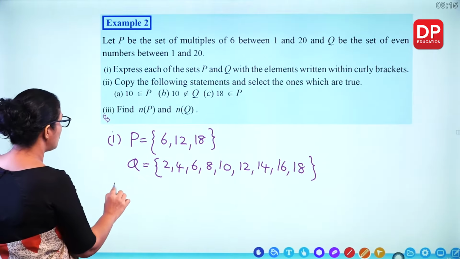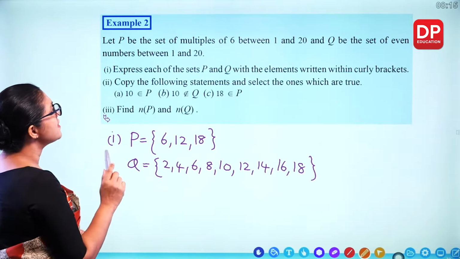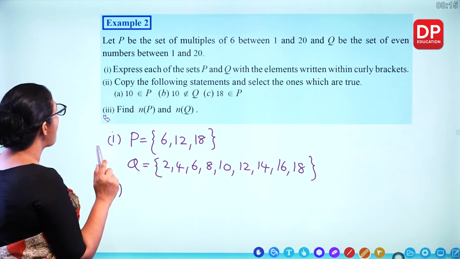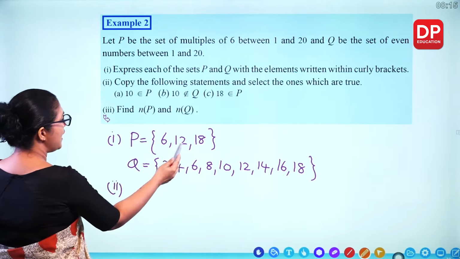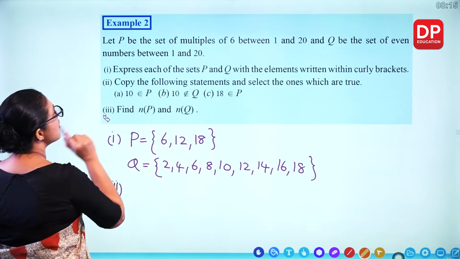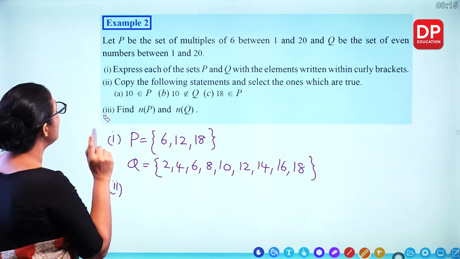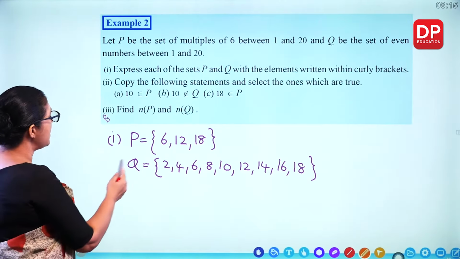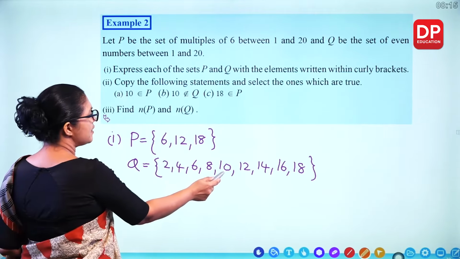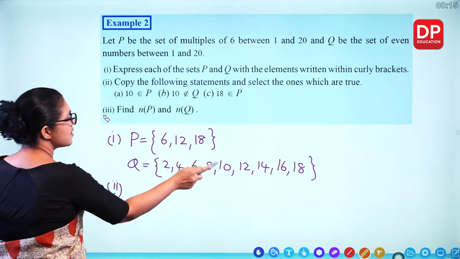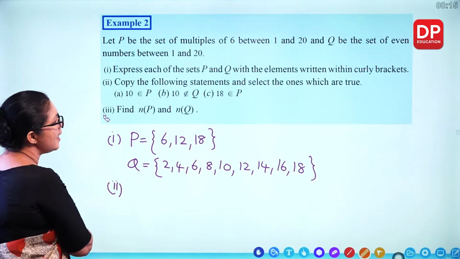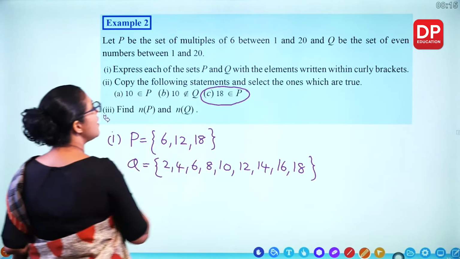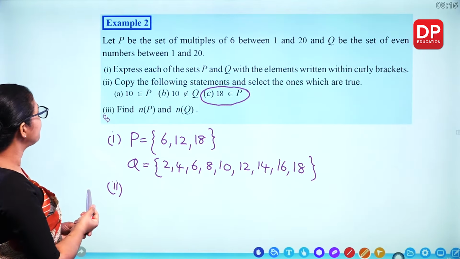And part 2 says copy the following statements and select the ones which are true. 10 is an element of P. That's wrong. So here only select which are true. 10 is not an element of Q. That's also wrong because 10 is there in Q. 18 is an element of P. That's correct. So this is the only correct statement.